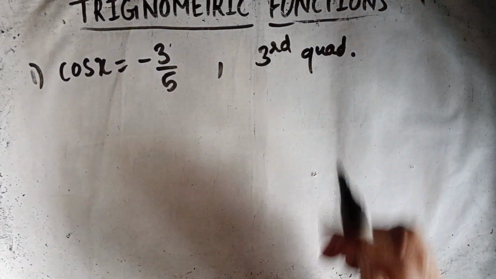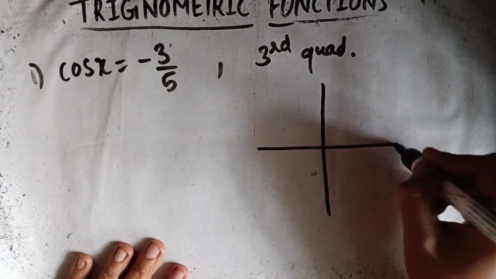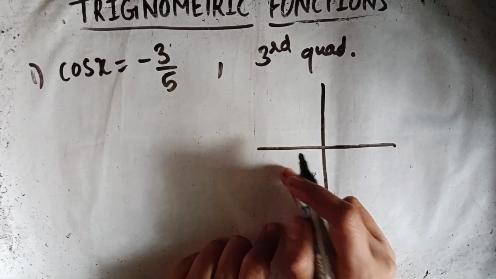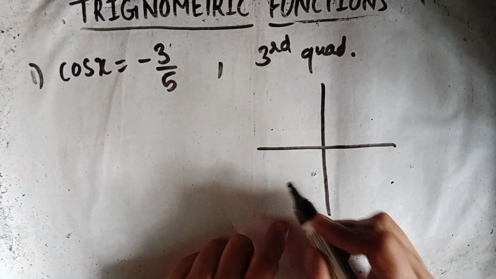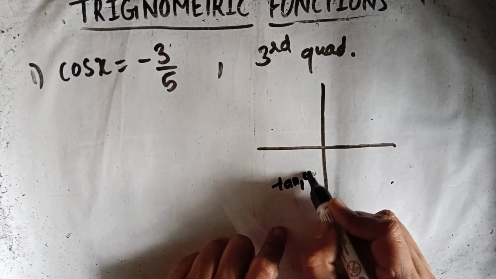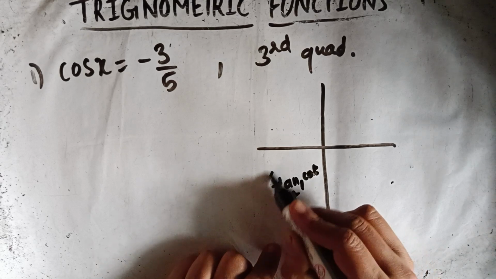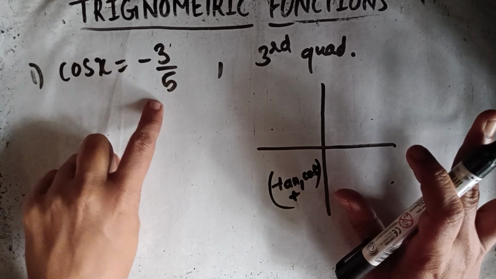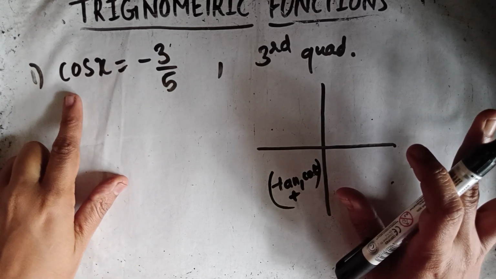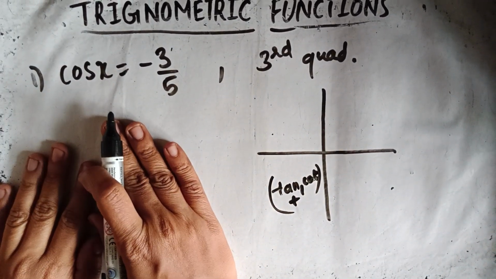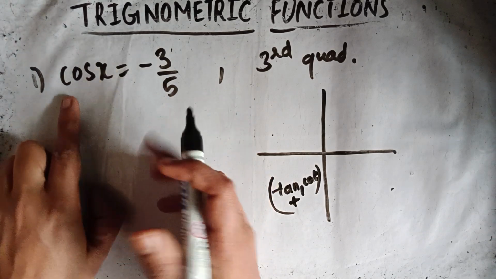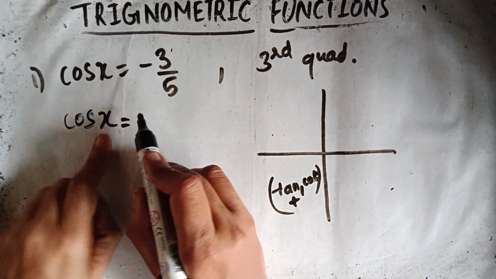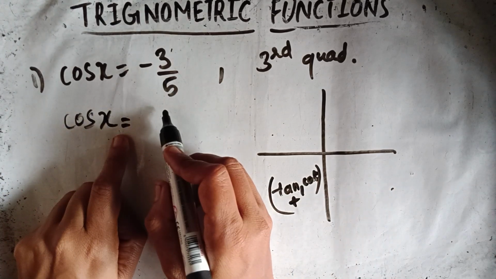Okay, so you can draw this. It is in the third quadrant. In third quadrant we have all students take coffee. Tan and cot are positive and rest all are negative. So cos x is negative, right? We want sine also, right? So cos of x is 3 by 5.